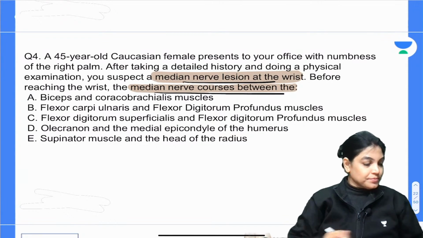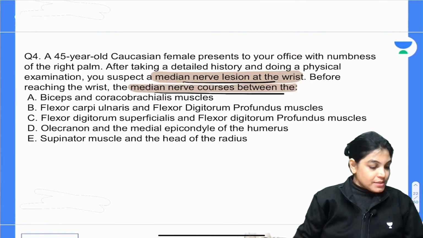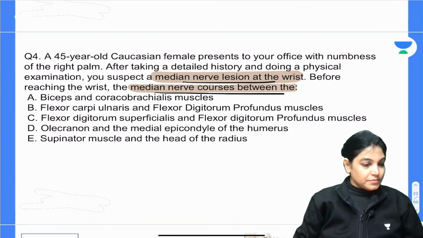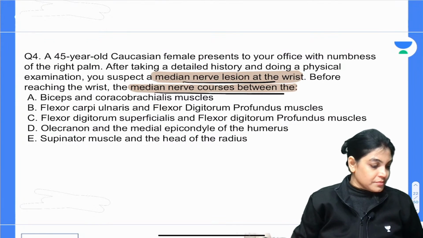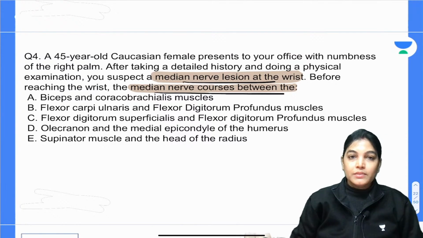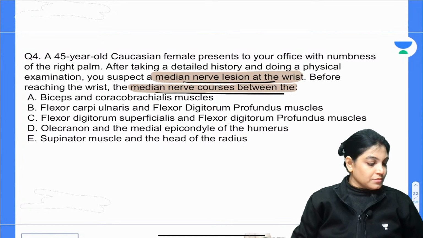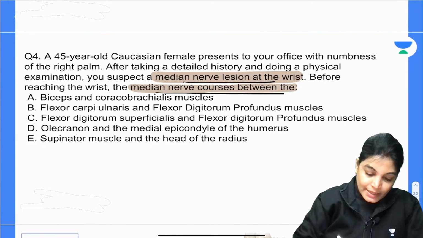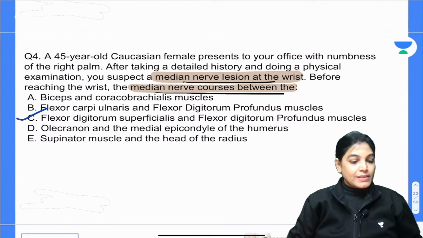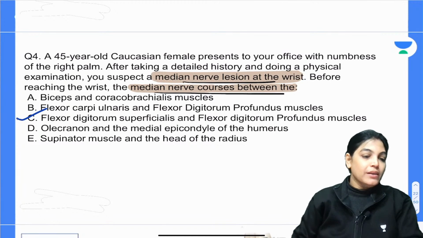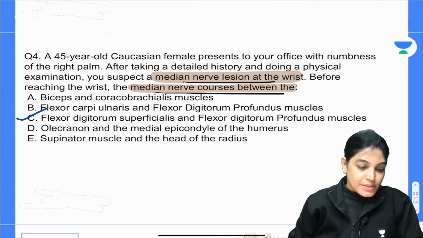Which is the correct one? Mark the correct answer. Okay, waiting. So actually the correct answer is flexor digitorum superficialis and flexor digitorum profundus. The correct answer will be flexor digitorum superficialis and flexor digitorum profundus.